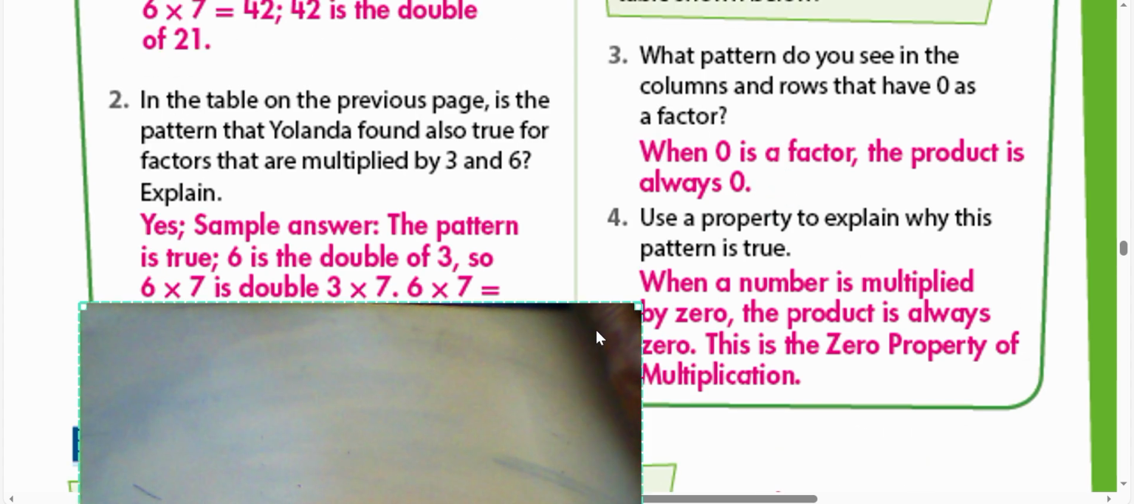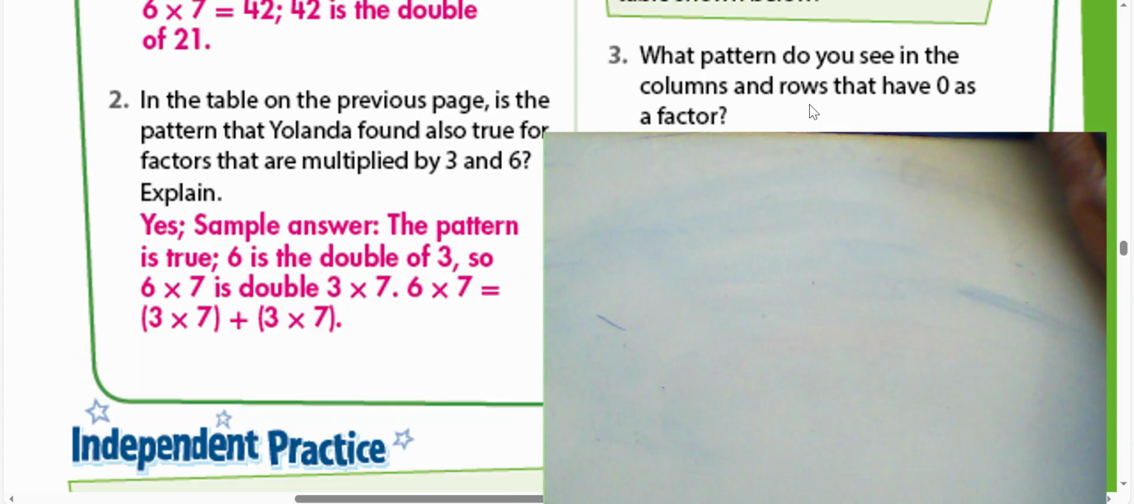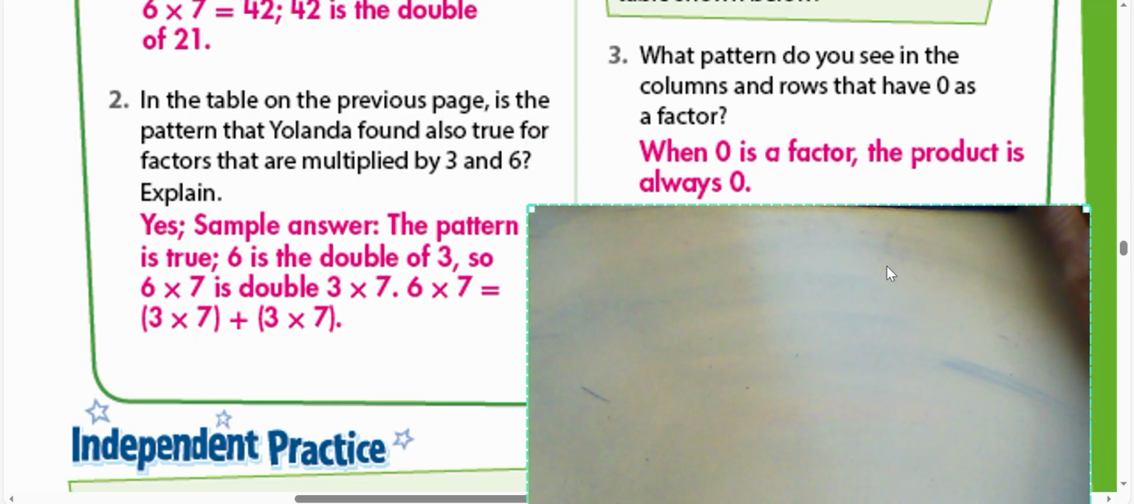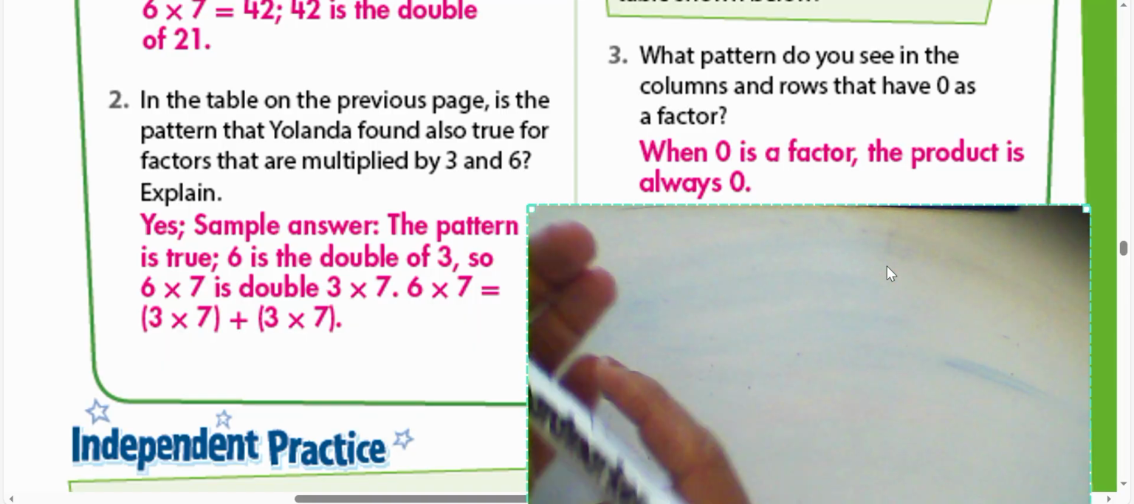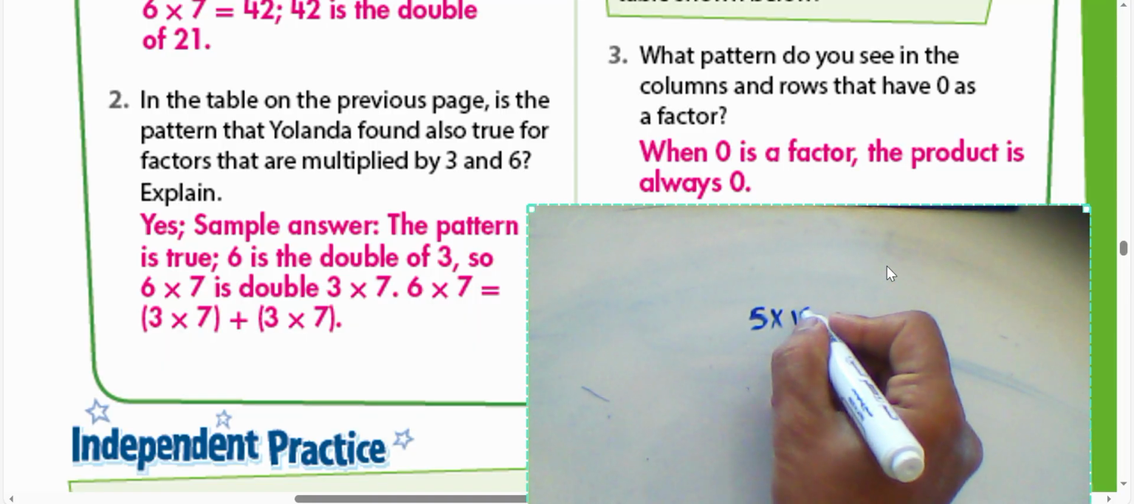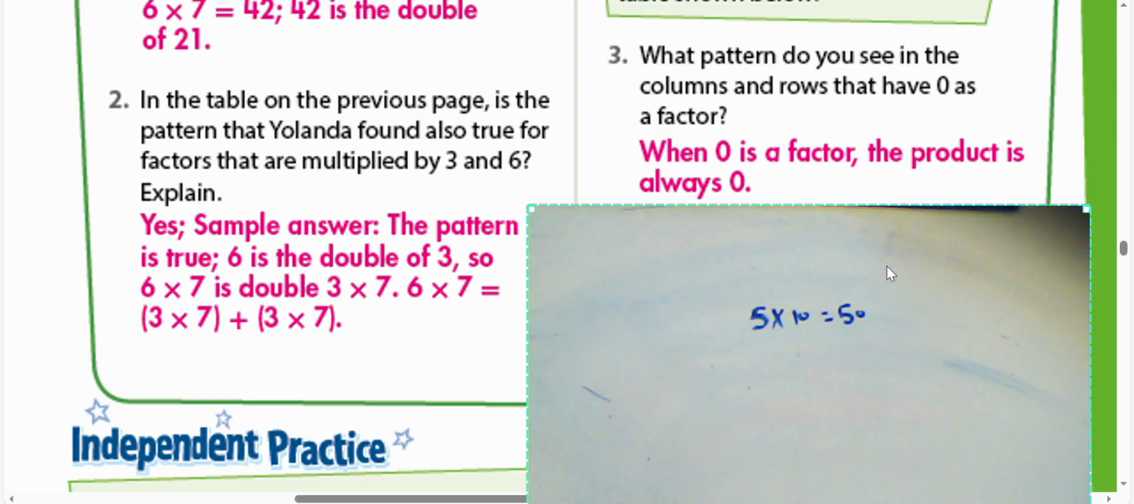Next question, number 3. What pattern do you see in the columns and rows that have zero as a factor? We can write here 0 times any number equals 0. When 0 is a factor, the product is always 0. Like 5 times 10 equals 50. Okay, any number multiplied by 10, we must put 0 at the end.